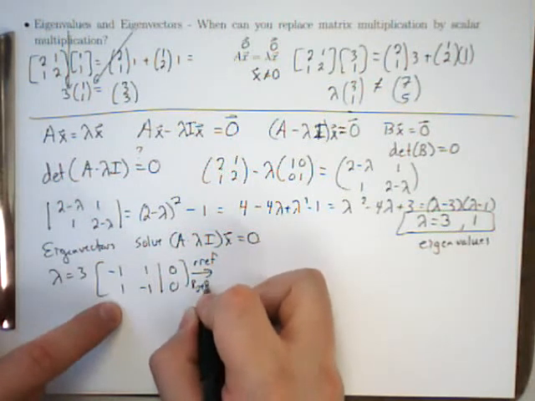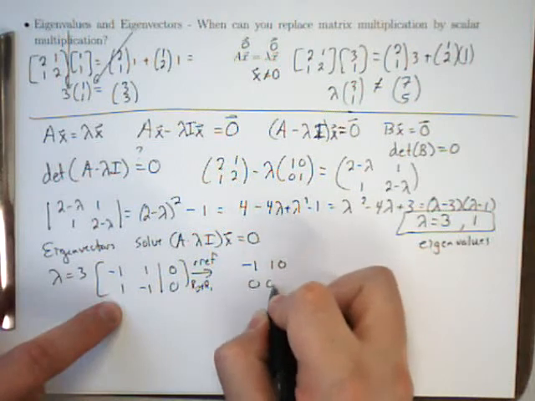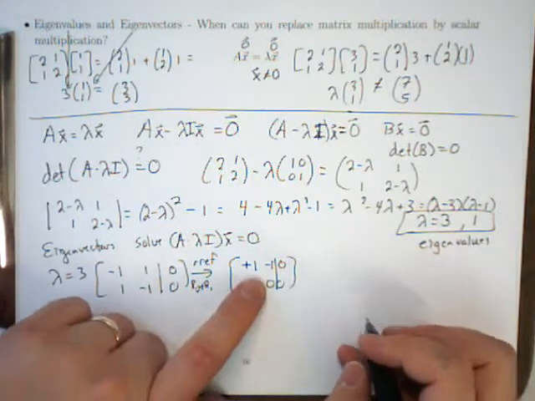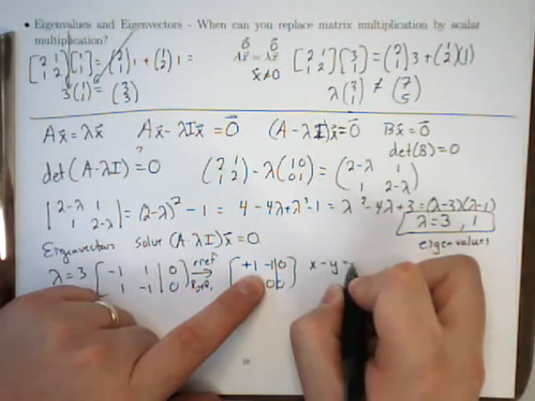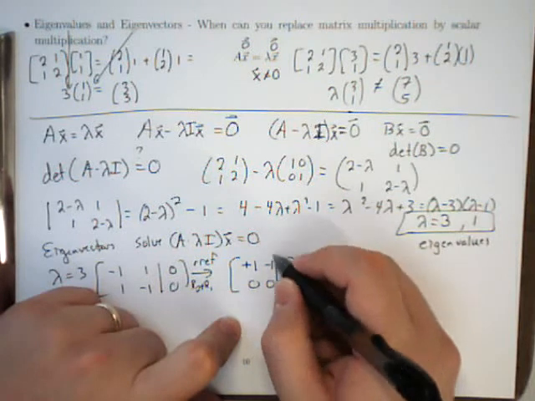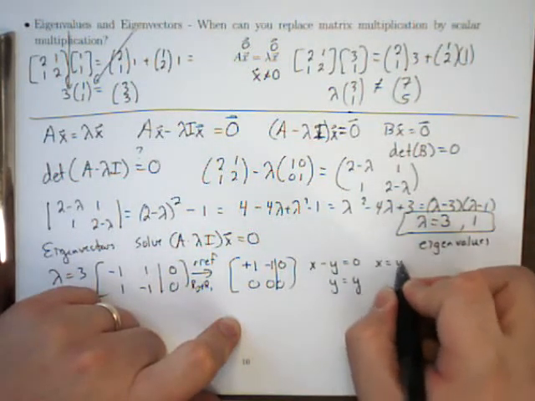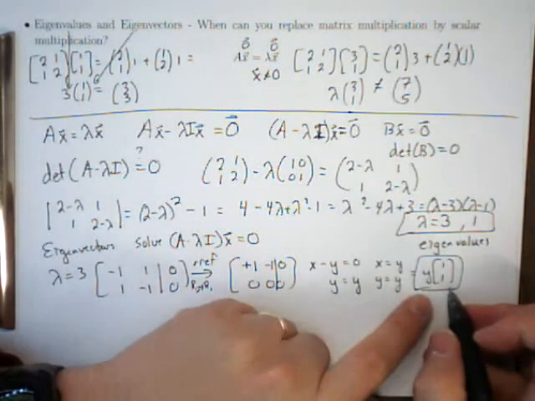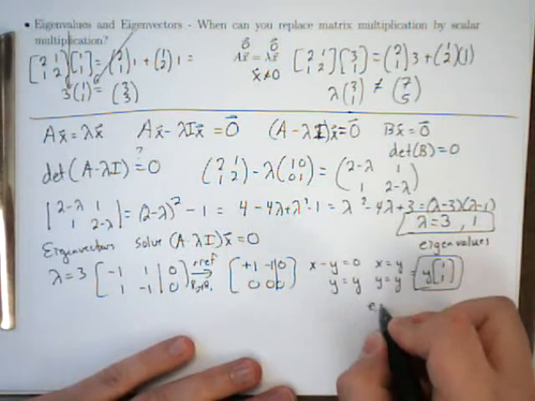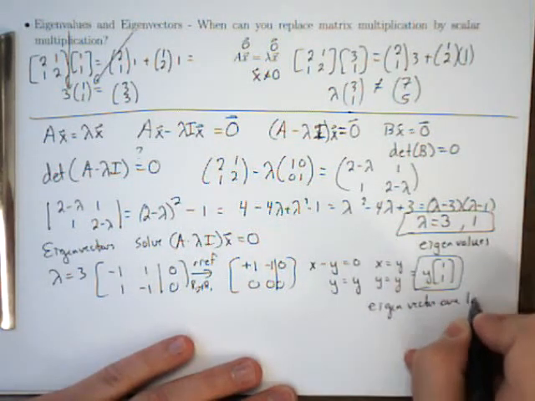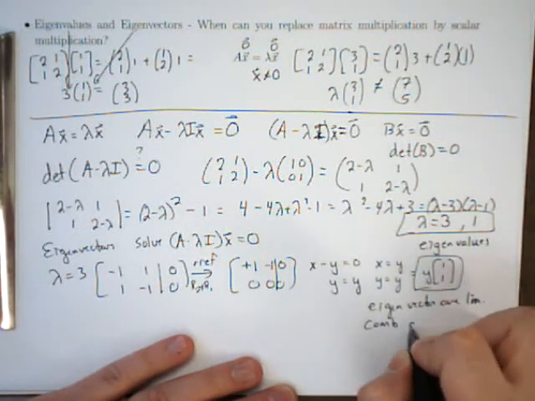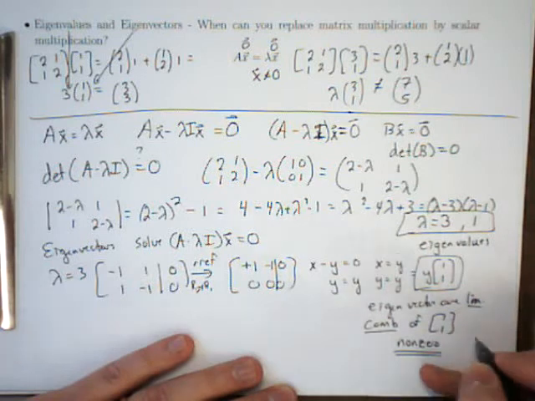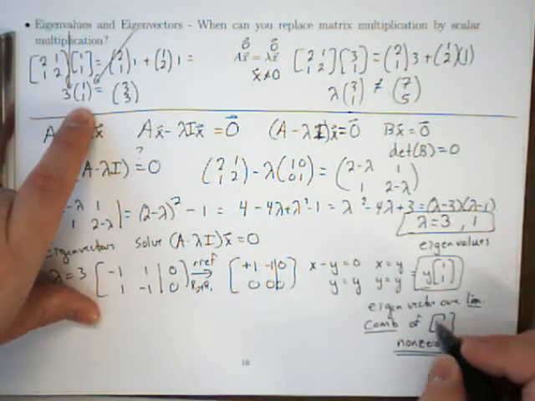Notice if I just take row 2 plus row 1, the bottom row will cancel, so I have negative 1, 1, 0, and 0, 0, 0. Then I could multiply the top row by negative 1 to finish putting it in reduced echelon form. This top row tells me that x minus y is 0. For the bottom row, there was no pivot in the second column, so y is a free variable, which means x is y and y is y, or in vector form, y times (1, 1). All of our eigenvectors are of the form y times (1, 1). So eigenvectors are non-zero linear combinations of the vector (1, 1). Notice here's our (1, 1), and that's where we got that from.